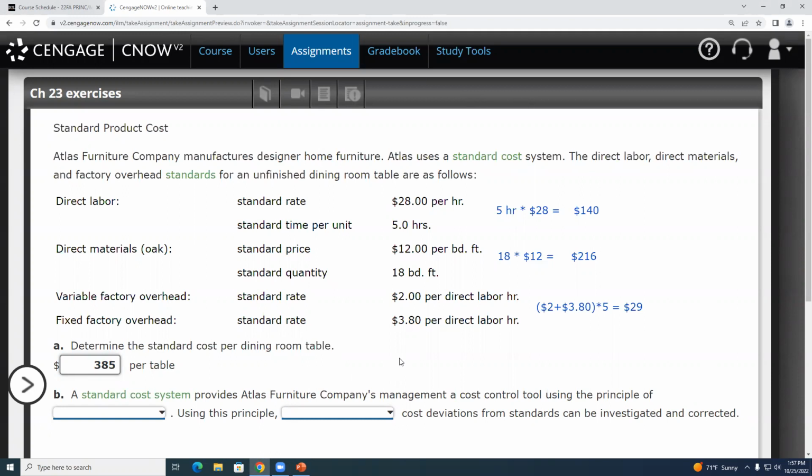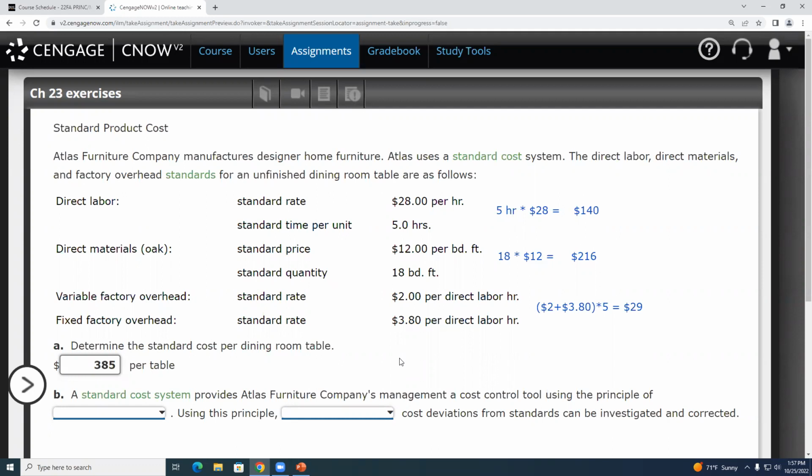And so as we're producing the table, we're going to look at, sorry, let me step back for a second. As we're producing that table, we're going to be moving the costs through our inventory records, just as we learned in chapter 15. So direct materials into work in process, into finished goods. And if we're using the standard costing approach, this is the cost we are applying for each one of the tables that we finish, $385 per table.